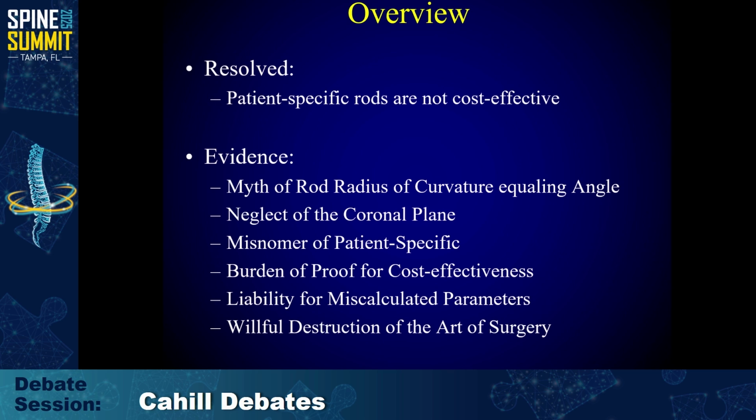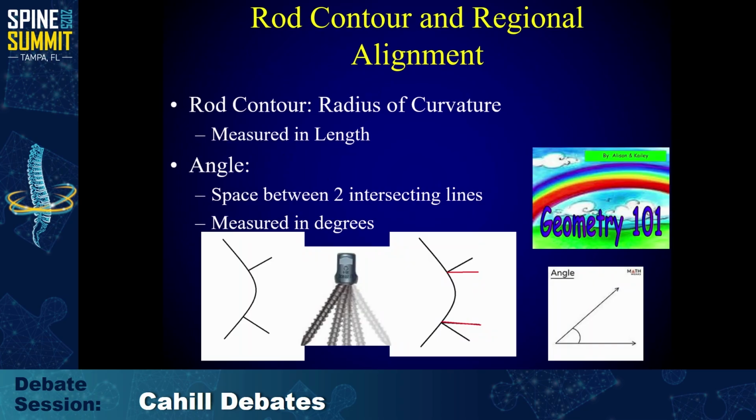And the miscalculation of parameters is something that we've just recently been informed of, and there may be some liability involved in miscalculating these parameters. And finally, I think what Peter's really doing is willfully destroying the art of spine surgery. So again, basic geometry 101. Rod contour is a radius of curvature that's really measured in length. And angular measurement in degrees is completely disassociated from the rod contour by our polyaxial screws.